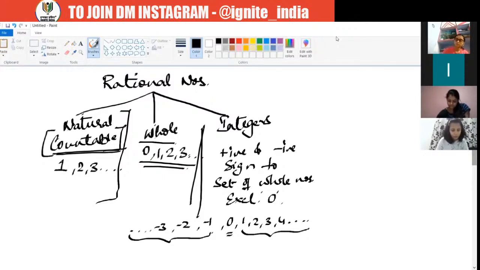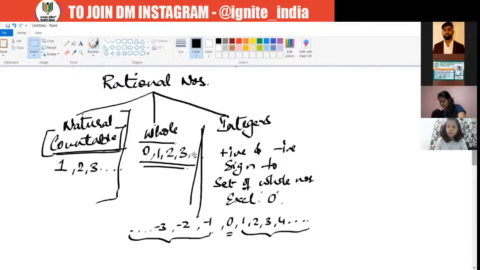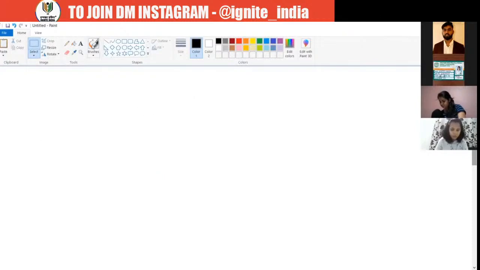Now the first basic question: is 0 a positive or a negative number? No, it's neither positive nor negative, sir. It's a neutral number. 0 is neither positive nor negative. So I'm erasing this now, and now coming to one of the trickiest questions asked.